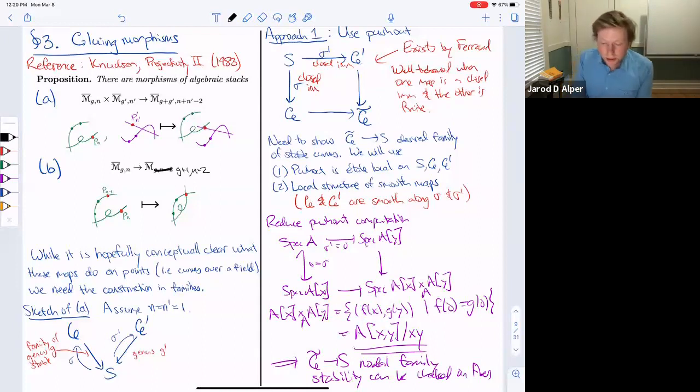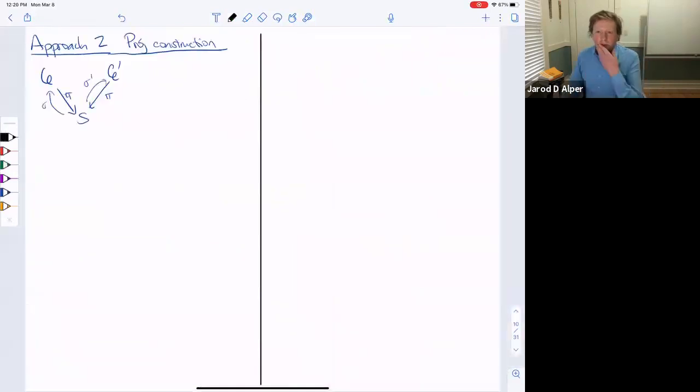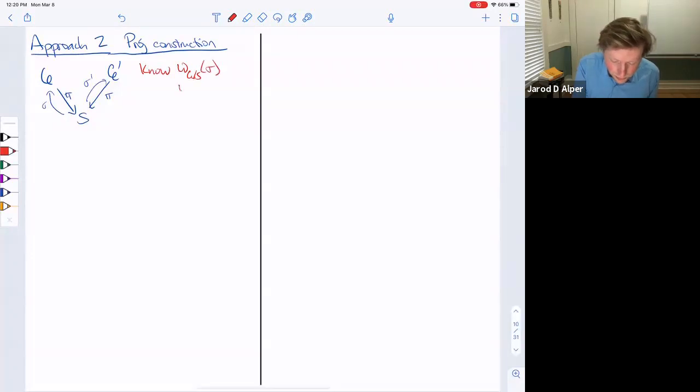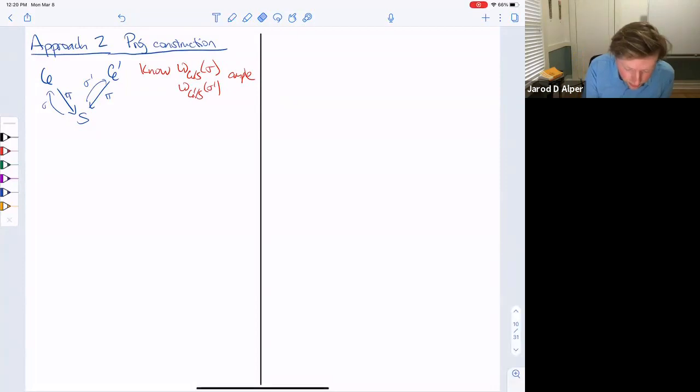Okay, so I want to quickly explain how you could also do this with the Proj construction. And in fact, both of these methods are quite similar. What we know here is that if I take the relative dualizing sheaf, sigma or sigma prime over S, these are both ample. And we're going to use the exact sequence that you have omega C sitting inside the twist to the structure sheaf of the section.